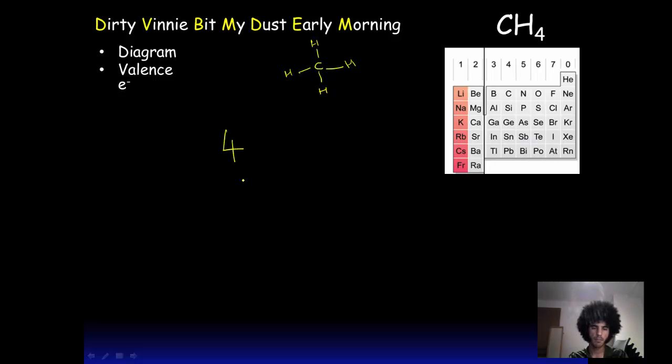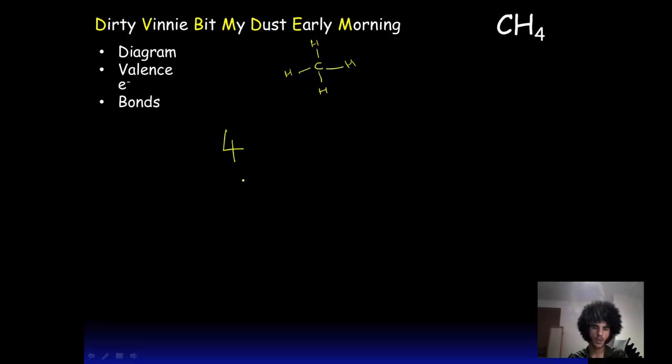All right? My next step, B for bit, means bonds. Now if I look over here, I can see that it's making 1, 2, 3, 4 bonds. So what I do is I do plus 4, and then that'll equal 8. All right? The next step is for multiple bonds. Now in methane, there are no multiple bonds because it's all just single bonds. So that step I can skip.